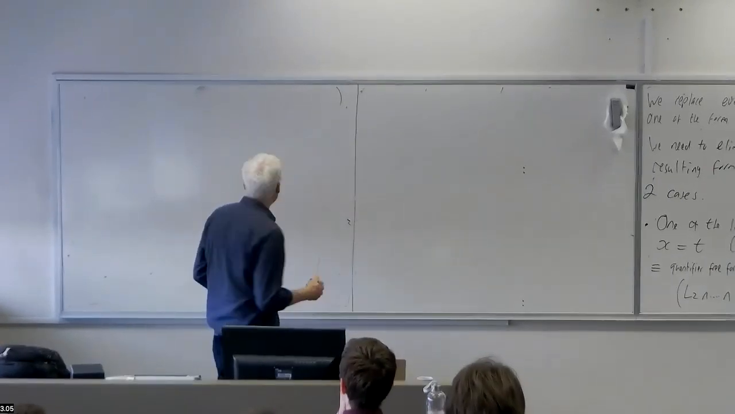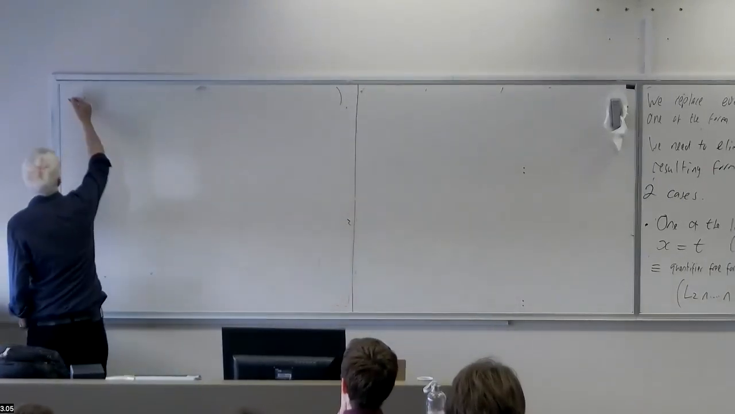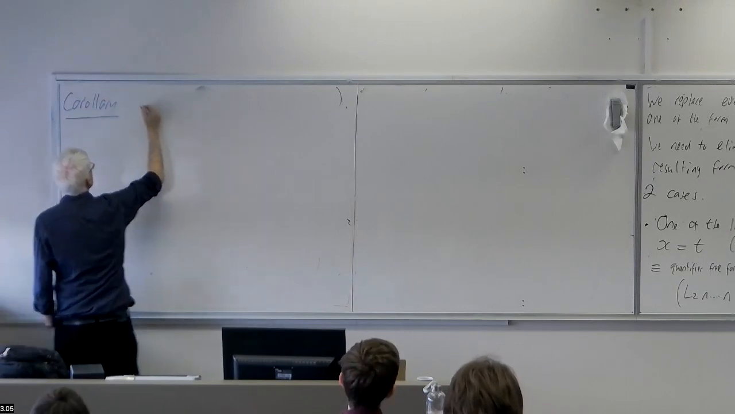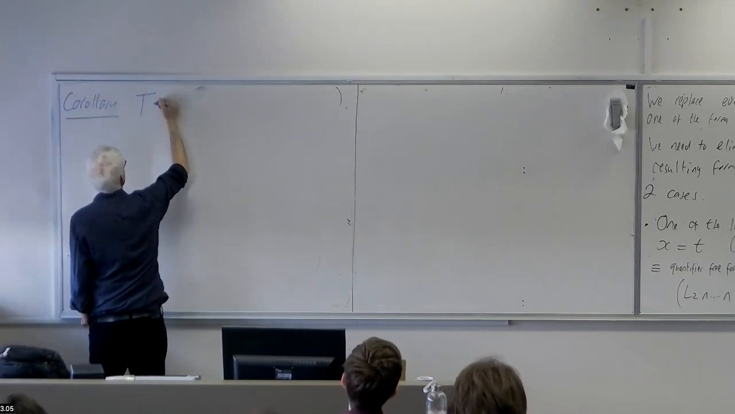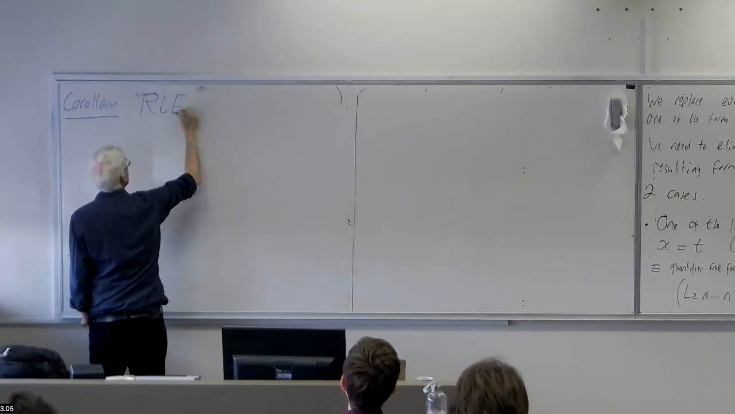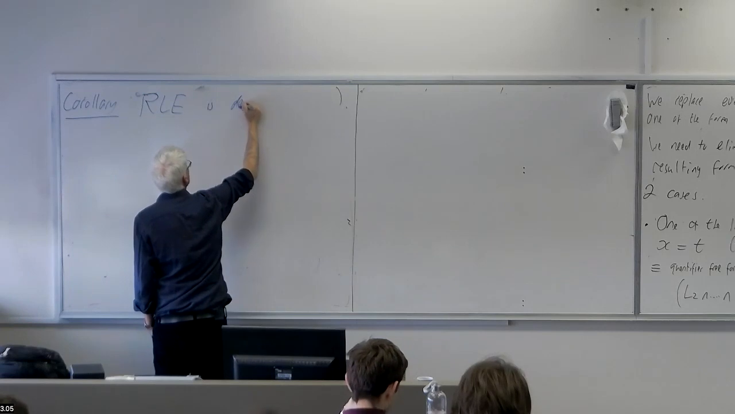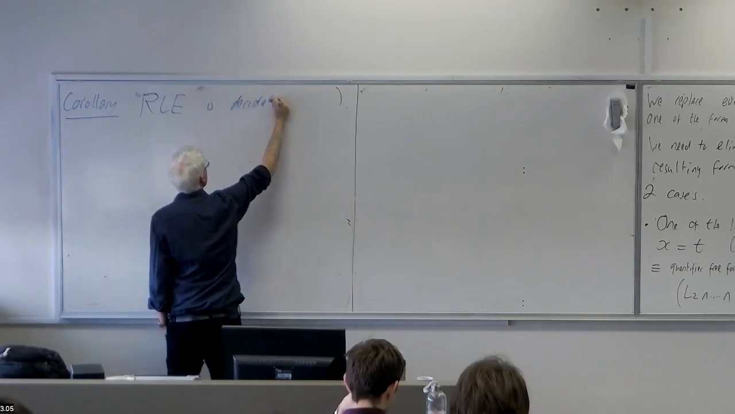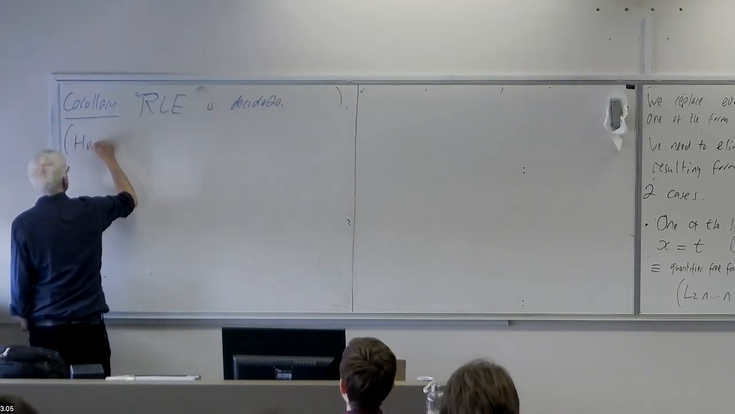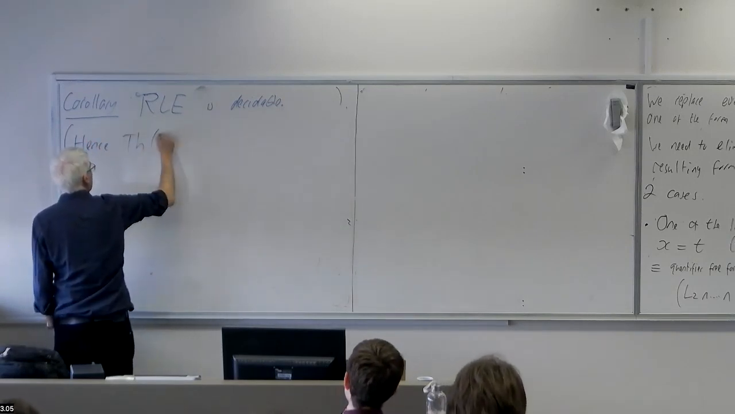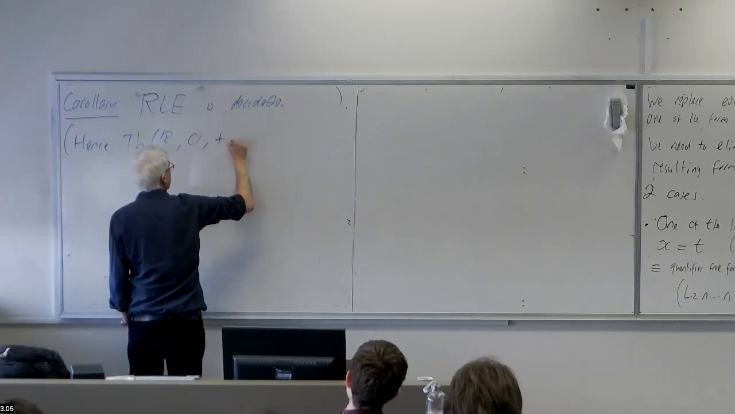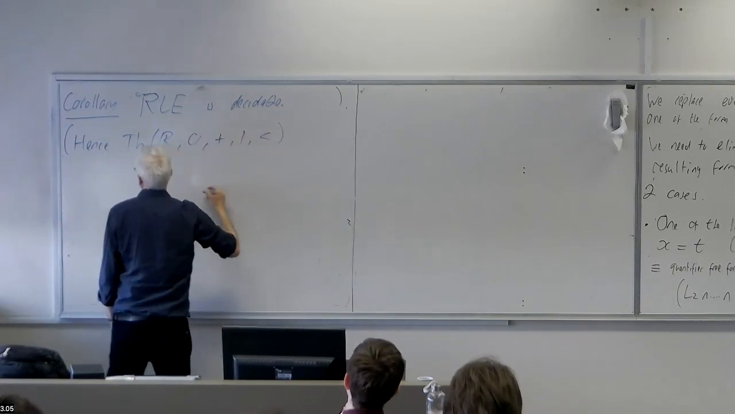So this is a corollary of what we've done. The theory of rational linear expressions is decidable. And hence, the original theory of the reals with 0, plus, 1 and less than is also decidable.